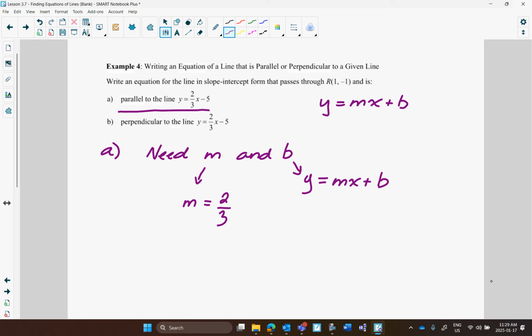So what value of y am I given? Remember, y represents the y coordinate of a point on the line. -1. It's up here. What's the slope? I already figured out, 2/3, times an x coordinate I'm given, 1.